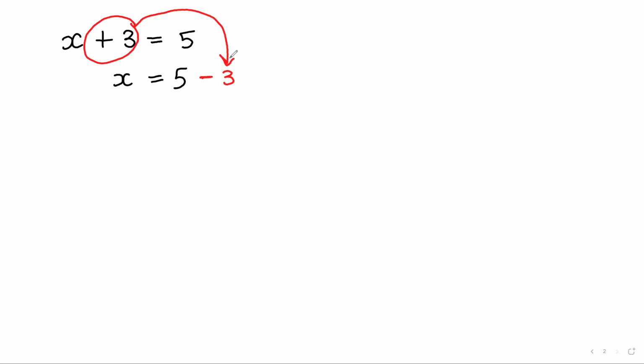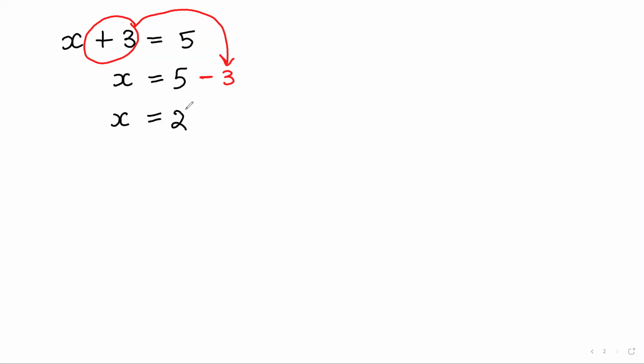And therefore x is equal to 5 minus 3, which makes x equal to 2. And I could tell that that is correct because if x represents some unknown quantity, and when you add 3 to it, you get 5, well, the only number that you can add 3 to give you 5 will be 2. So x must be 2.